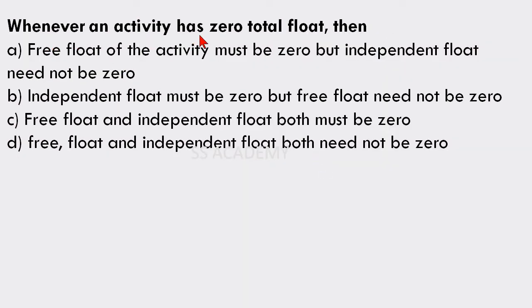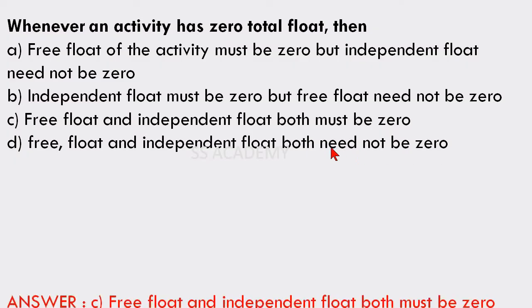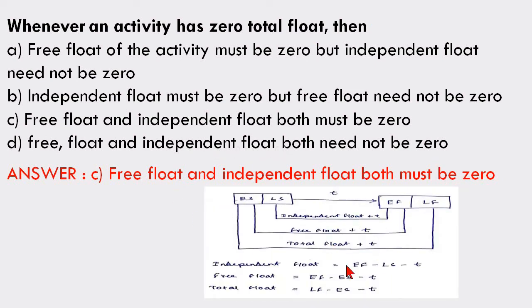Whenever an activity has 0 total float, then free float of an activity must be 0, but independent float need not be 0. Independent float must be 0, but free float need not be 0. Free float and independent float must be 0. Free float and independent float both need not be 0. The answer is free float and independent float must be 0. Whenever an activity has 0 total float, then free and independent float must be 0. So you can clearly understand that if the total float is 0, the independent and free float both must be 0.